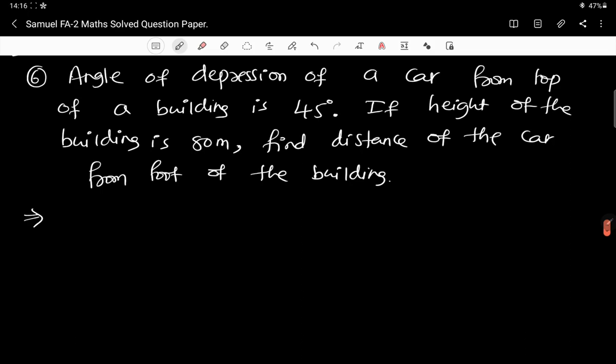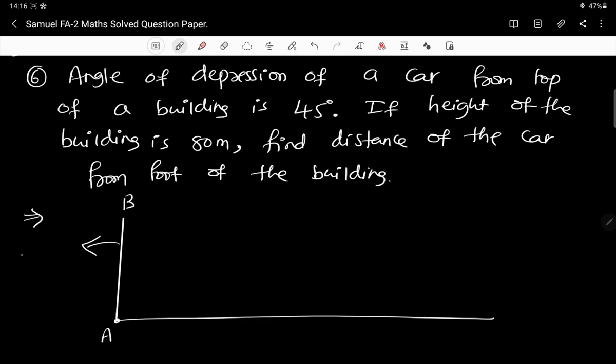Angle of depression of a car from top of a building is 45 degrees. That means here is the road, there is a building like this. Let me name this building as AB. AB is nothing but a building. Just show that in the diagram itself. Now here is the car.